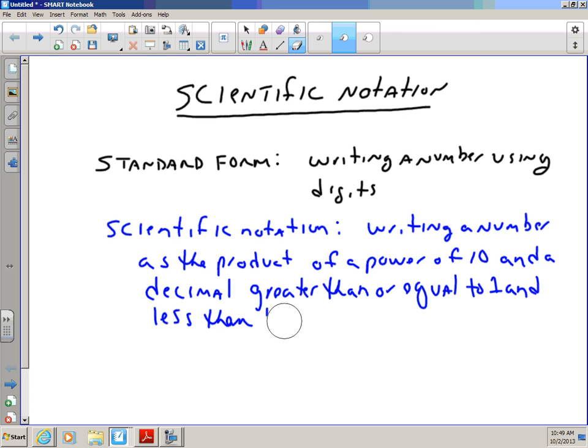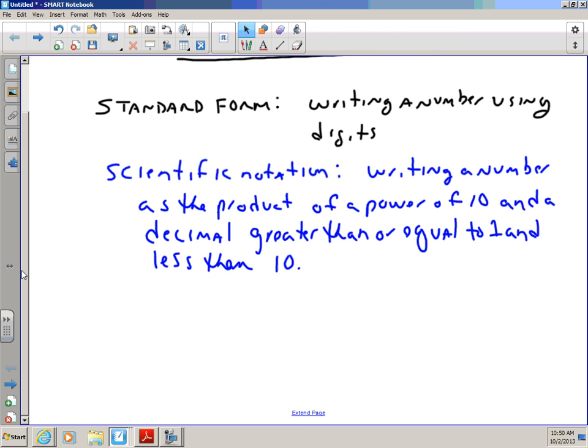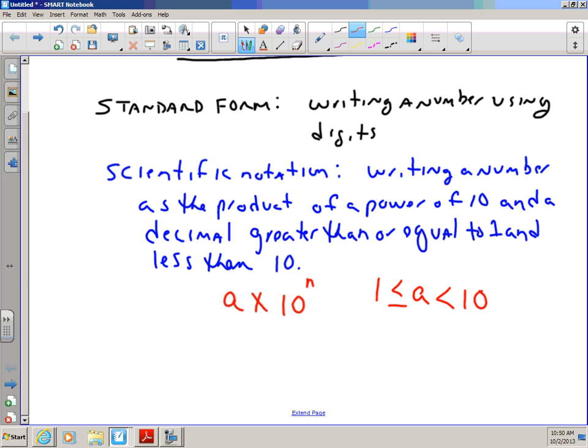The way we write that is as follows. A times 10 to the n power. The reason this is so easy to use is 10 to any power is easily transferable into a standard form number by just moving the decimal place a certain number of times based upon the exponent. The key is that A has to be greater than or equal to 1 and less than 10.